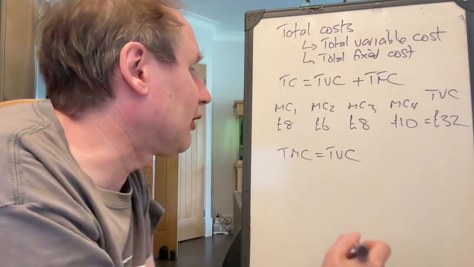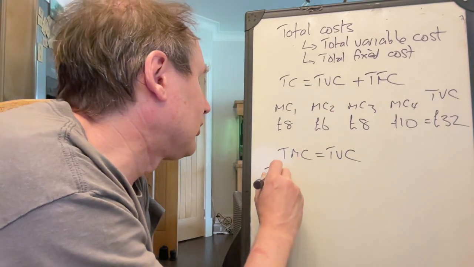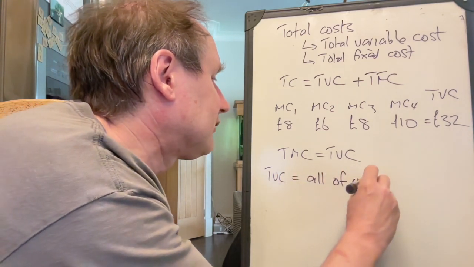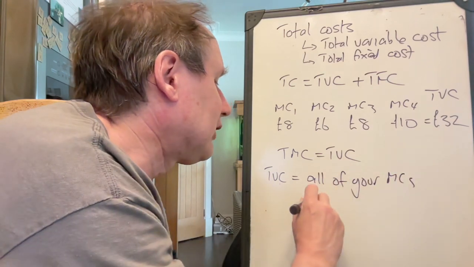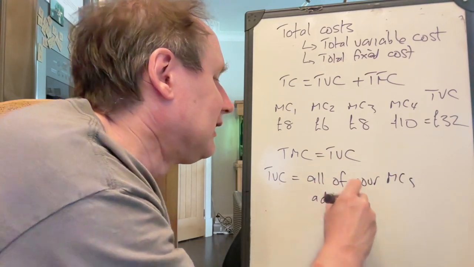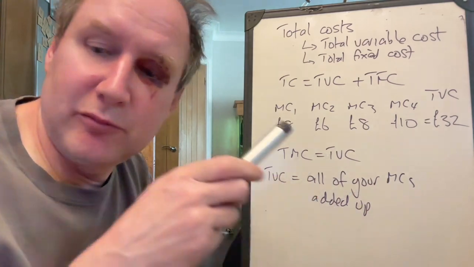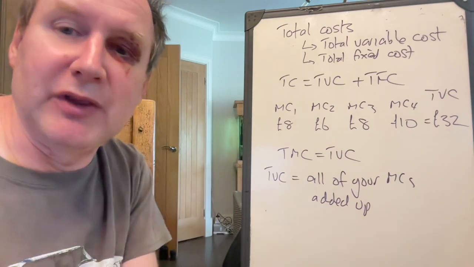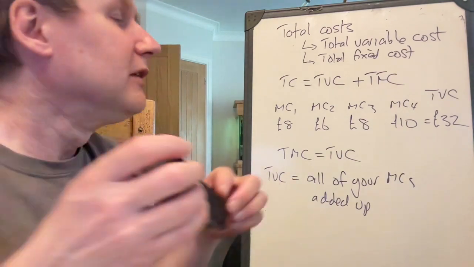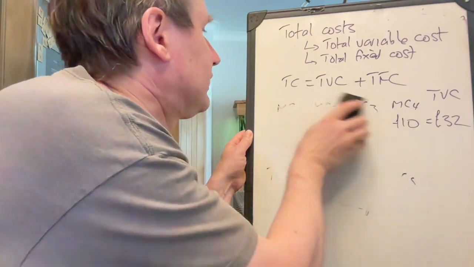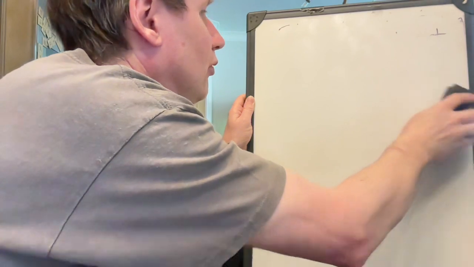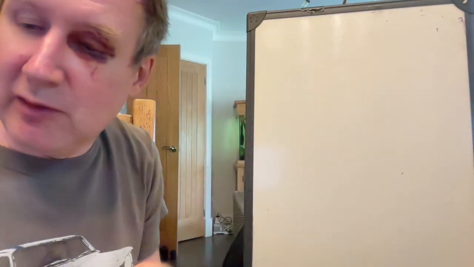So total variable cost is all of your marginal costs added up. That's all it is. It's the extra cost of this pen plus the extra cost of this pen plus the extra cost of this pen, and so on. That's total variable cost. Fine. So given that, what does it look like? It's based on marginal cost. So what shape are we going to get for a total variable cost curve?